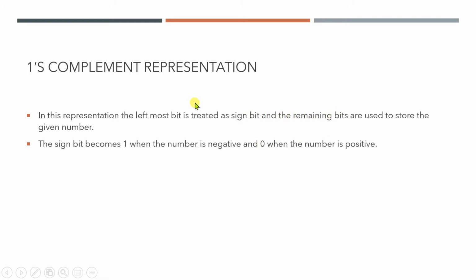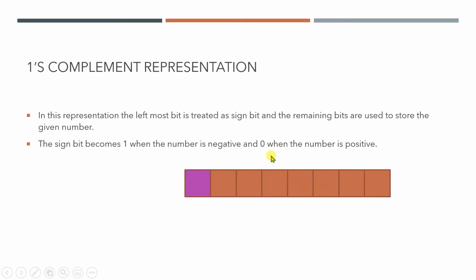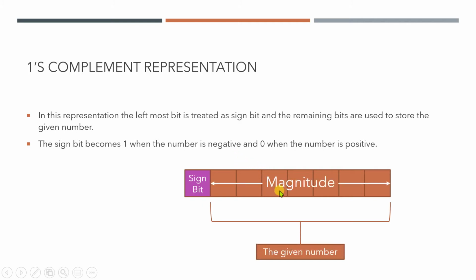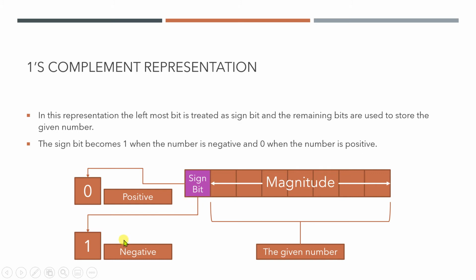So the representation in ones complement representation is quite similar to the signed magnitude representation. The overall architecture is same. Suppose the given word is 8-bit word, then the first bit is always used for representing the sign bit and the remaining bits are used to represent the magnitude. So magnitude means the given number has to be represented in this particular place. If the number is given as positive number, then the sign bit must be 0, and if the number is given as negative number, then the sign bit must be 1. Now let us understand how the given number is represented in this particular place.